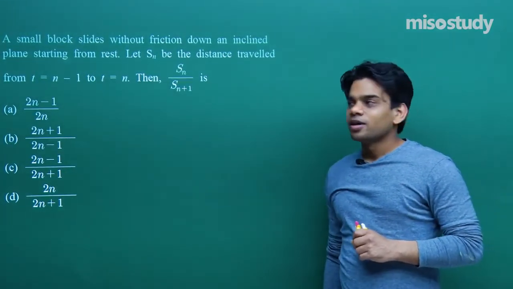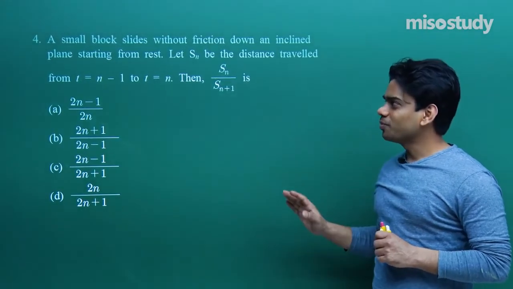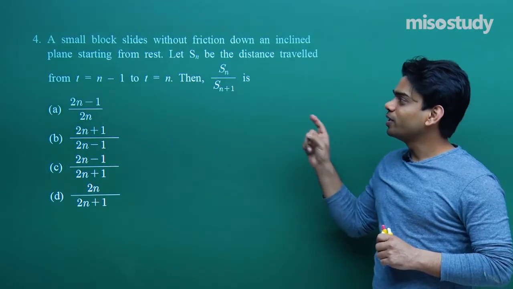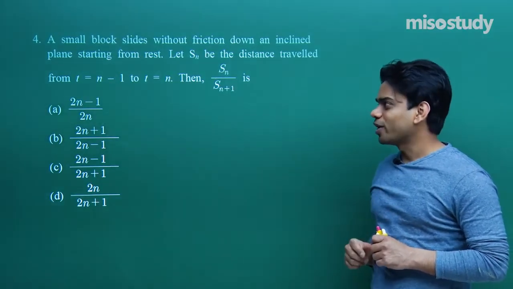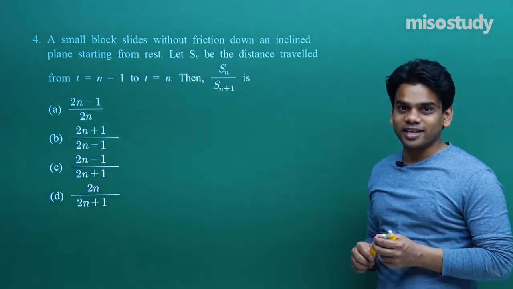Fourth one. A small block slides without friction down an inclined plane starting from rest. Let Sn be the distance traveled from t equals n minus 1 to t equals n. That is, we are talking about the distance traveled in the nth second.